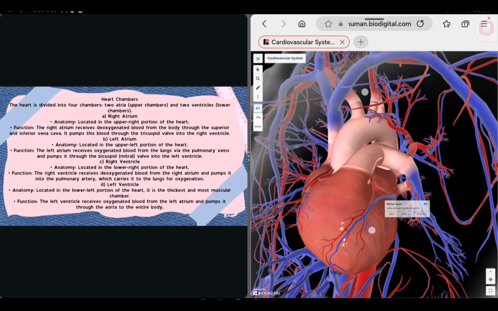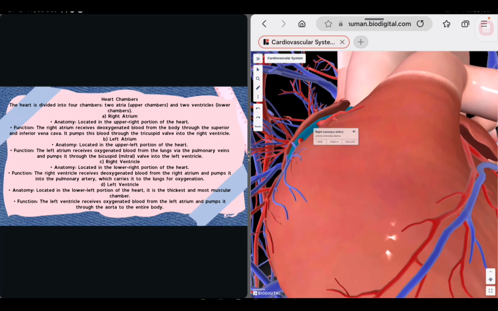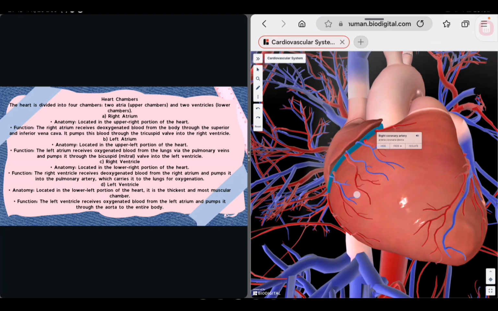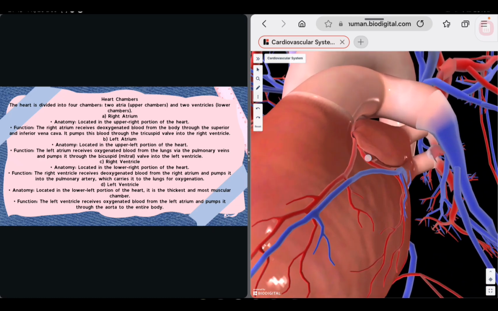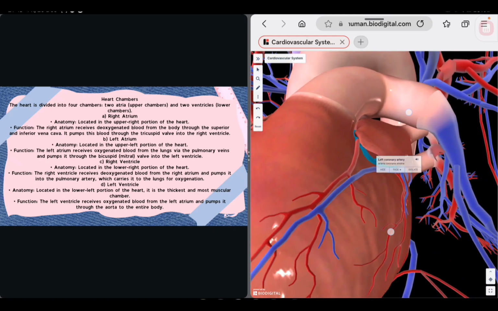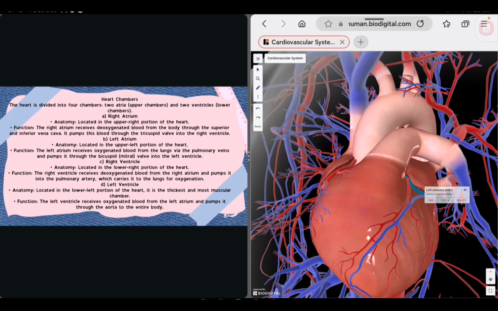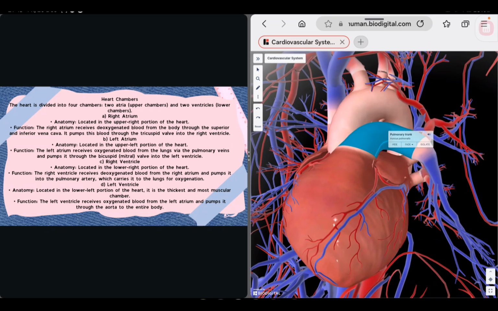Now last one, I talk about blood vessels. We got here coronary artery, RCA and LCA. So this artery is very important since it supplies oxygenated blood to the myocardium. Remember myocardium, the heart wall?